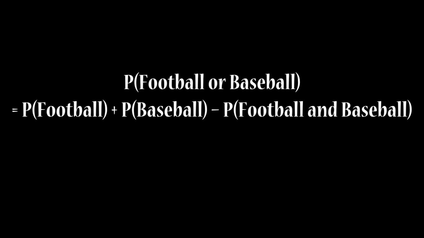On the other hand, we cannot add the probability a person is interested in football and the probability a person is interested in baseball because they could be interested in both. The rule for this is the probability that a person likes football or baseball equals the probability they like football plus the probability they like baseball minus the probability they like football and baseball, which is counted twice.